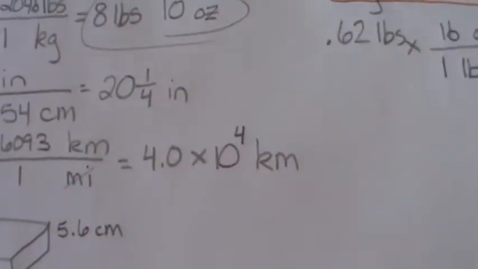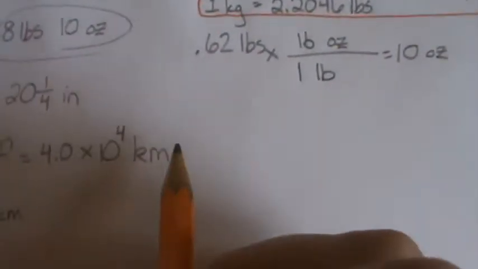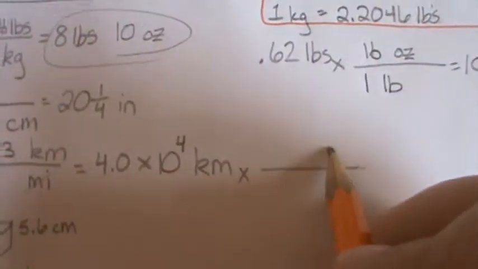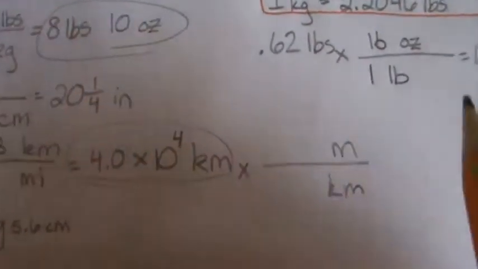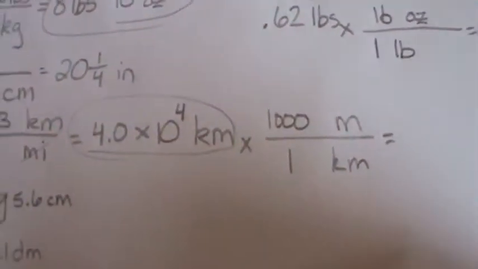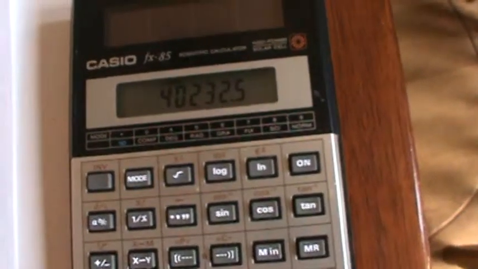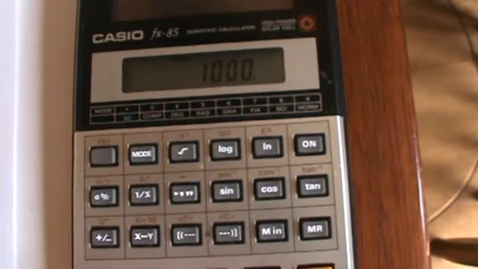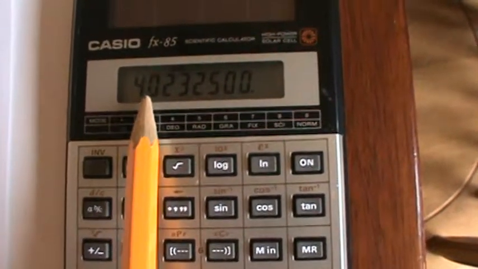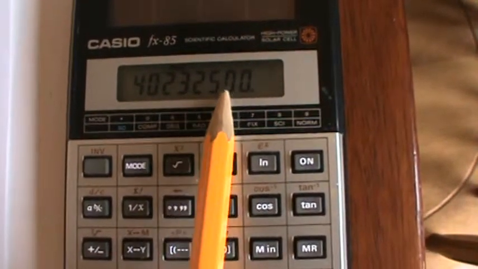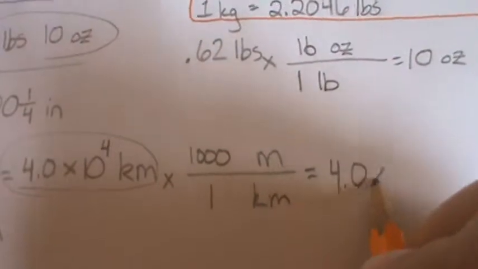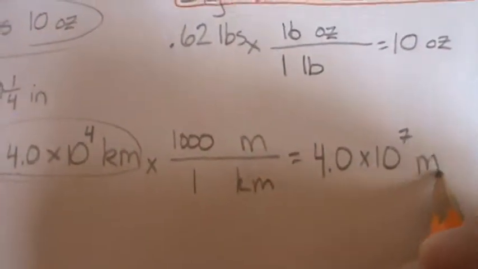Now they want this in meters. We have kilometers here, so we put kilometers and meters. This was the first part of the answer. 1 kilometer is 1,000 meters. So we come over here and we say, okay, times 1,000. My calculator didn't give it to us in scientific notation. Yours might. So we have 1, 2, 3, 4, 5, 6, 7. That's as to be expected. 4.0 times 10 to the 7th meters.